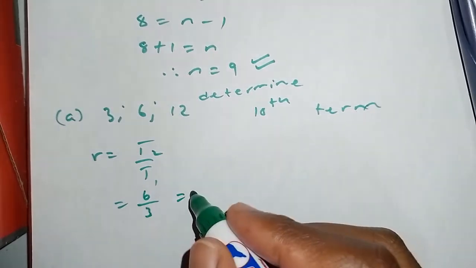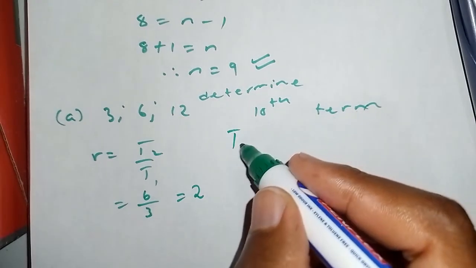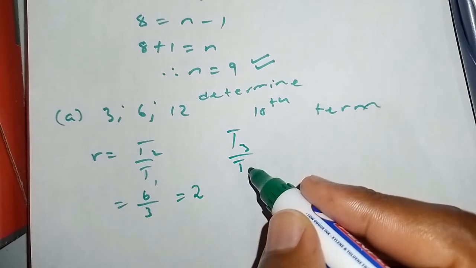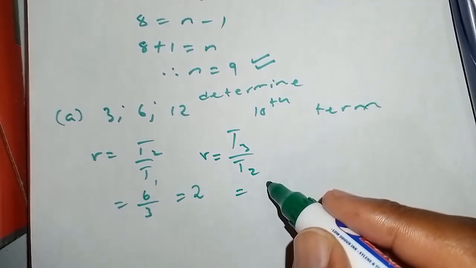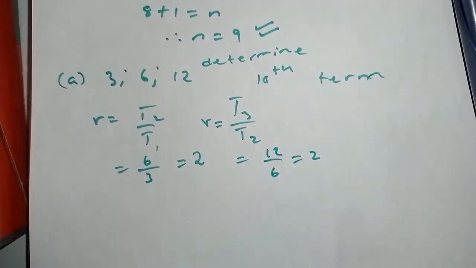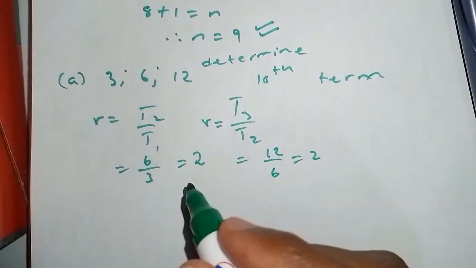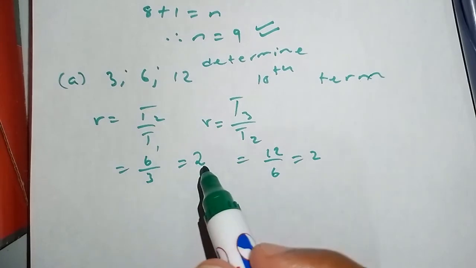This will just give me 2, right? Even if I say t3 divided by t2, I'm still going to get 12 over 6, 2, just to confirm that this is a geometric sequence, right?